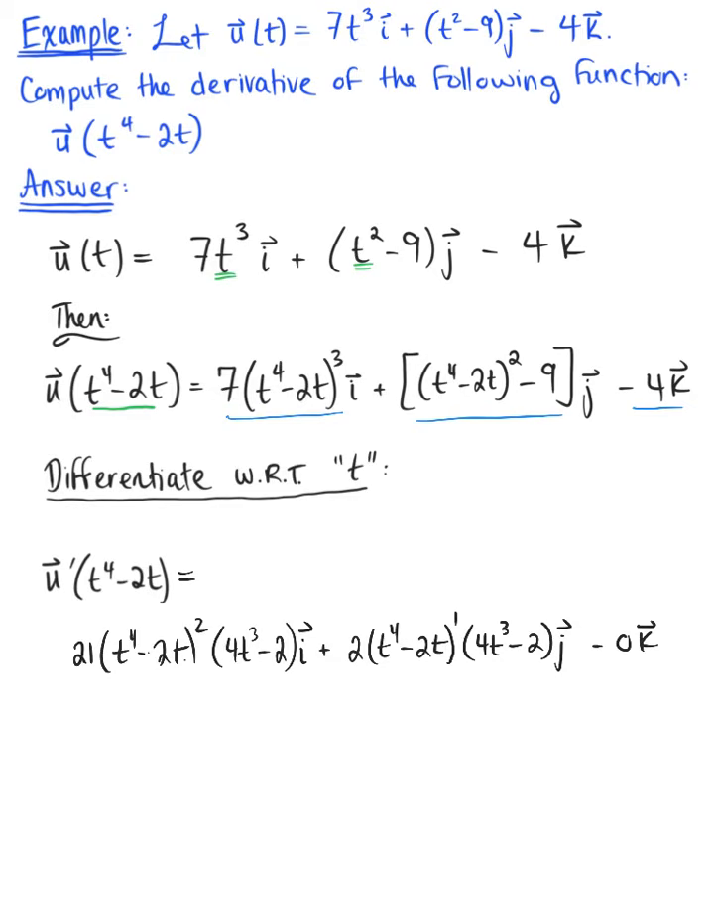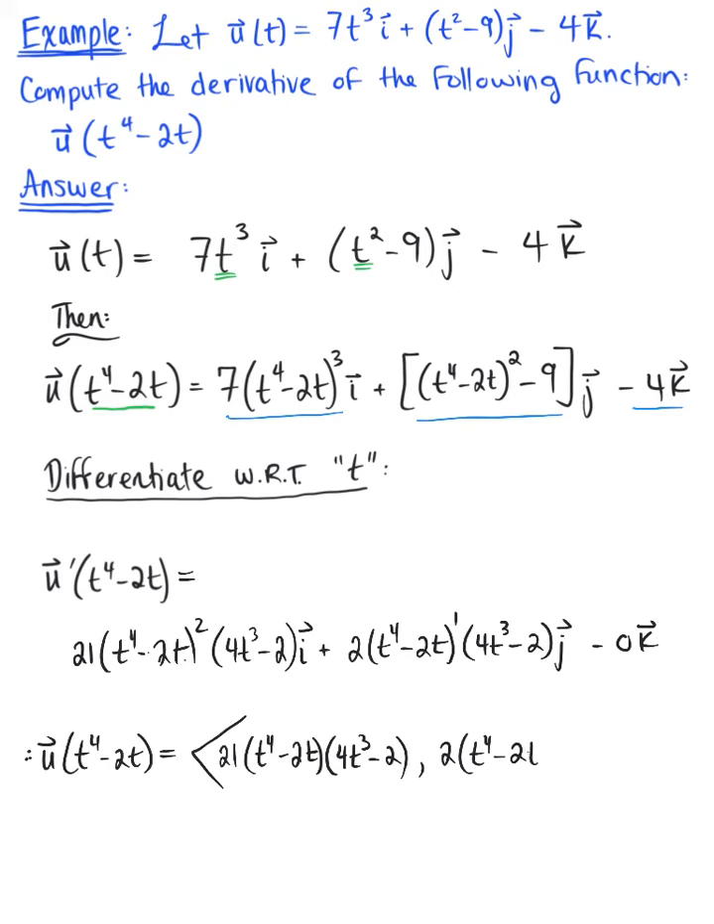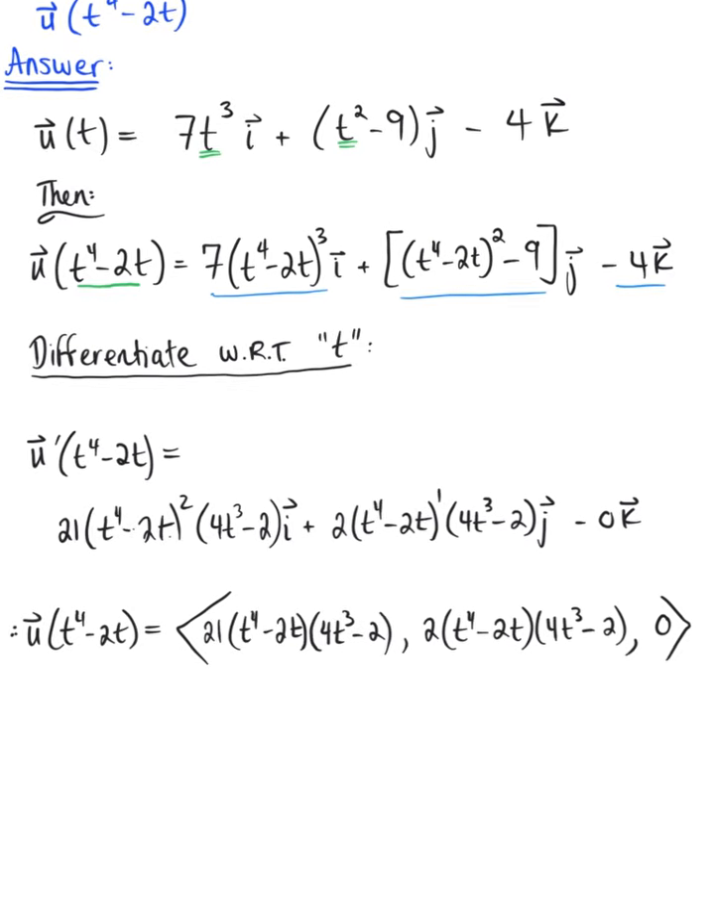So what's our beautiful final answer? Well, therefore, the derivative of vector u of (t to the fourth minus 2t) leaves us with the unsimplified answer. We can write this as 21 multiplied by (t to the fourth minus 2t) squared multiplied by (4t cubed minus 2). And our second component is 2 multiplied by (t to the fourth minus 2t) multiplied by (4t cubed minus 2). And then our last component here is 0. So this is our final answer. There's nothing wrong with this answer, with the exception of the fact that it's unsimplified.